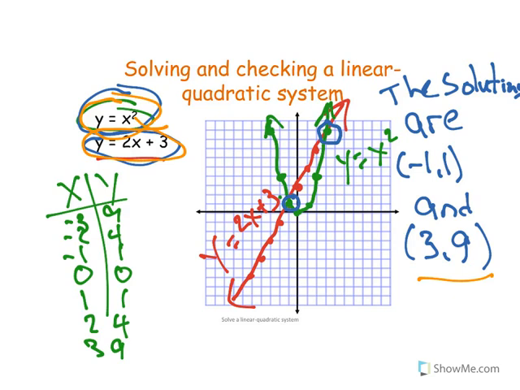So again, guys, the connections we want to make here are that with the linear quadratic system, your point or points of intersection are your solutions. What does it mean to have a solution? It means that it should check both of our equations.